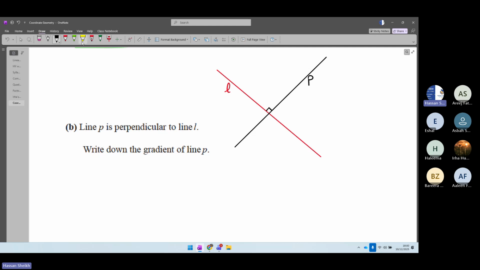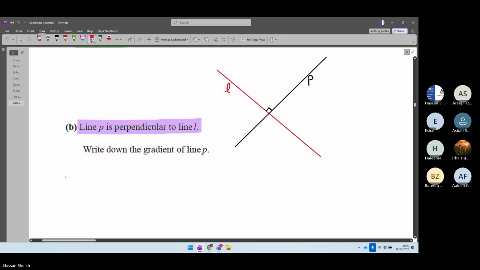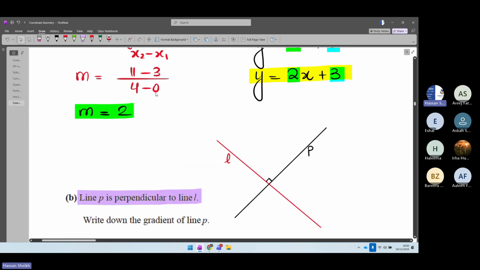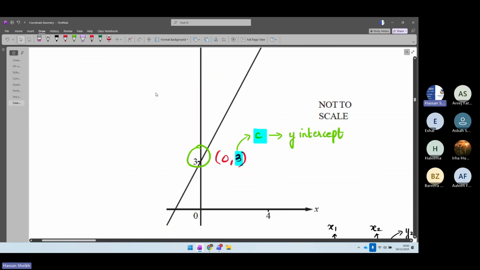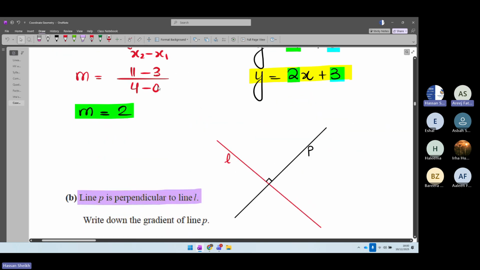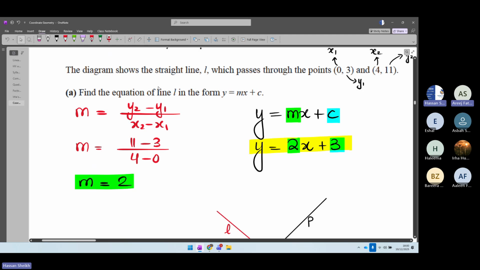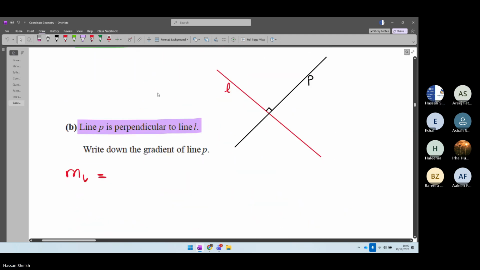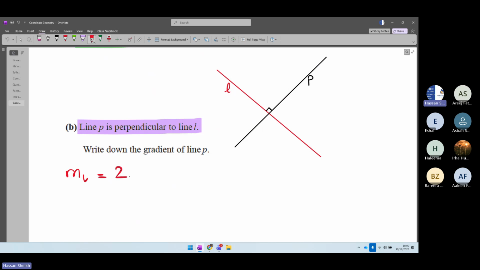Now line L is perpendicular to line P. Is that given? What is the slope of line L? Did we calculate the slope of line L in part A? Do you agree that that was line L? How much was that? 2. So the slope of line L is 2. Then what must be the slope of line P?